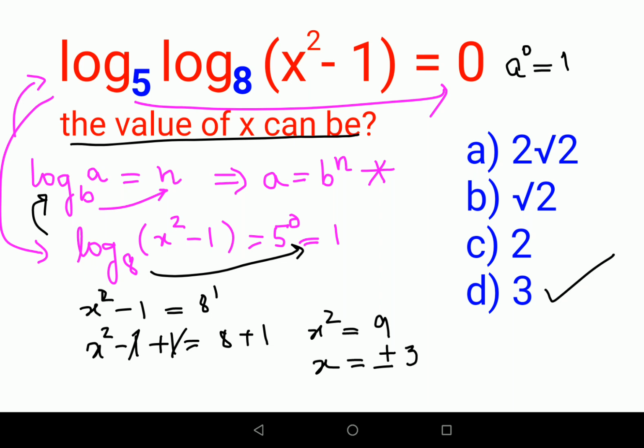So I hope you've understood how to solve these kind of questions. And if you do want me to do more of log questions, please type a yes in the comment section so that I will keep doing these kind of questions more often.